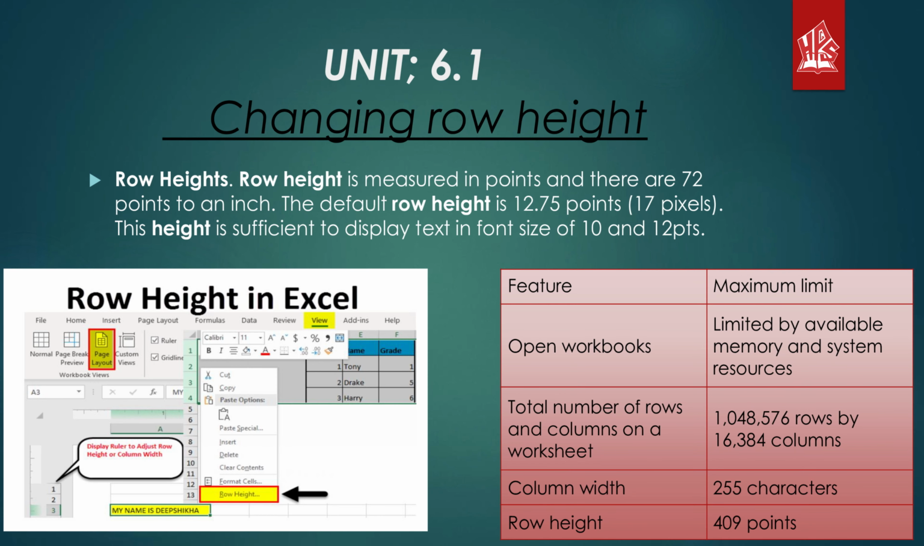Unit 6.1, Changing row height. Row height is measured in points. There are 72 points to an inch. Default row height is 12.75 points, 17 pixels. This height is sufficient to display text in font size of 10 and 12 pts.